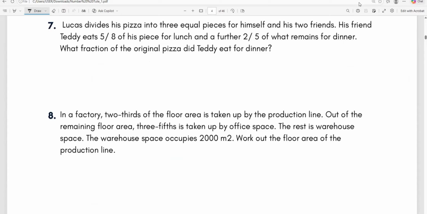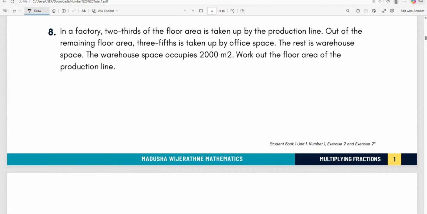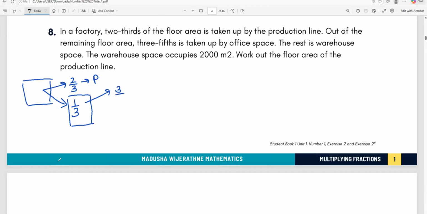In a factory, 2/3 of the floor area. This is the floor area. From this, 2/3 is used for production. The remaining means 1/3. From this remaining floor area, 3/5 is taken for office space. The rest remaining, that means 2/5, used for warehouse.